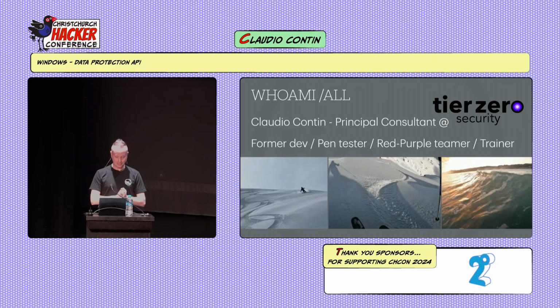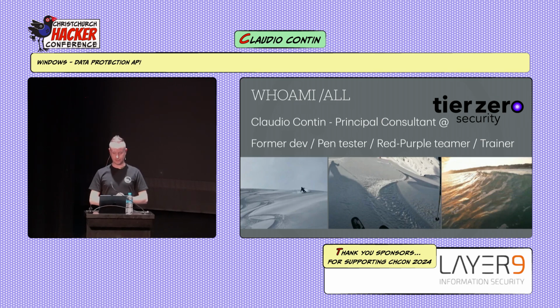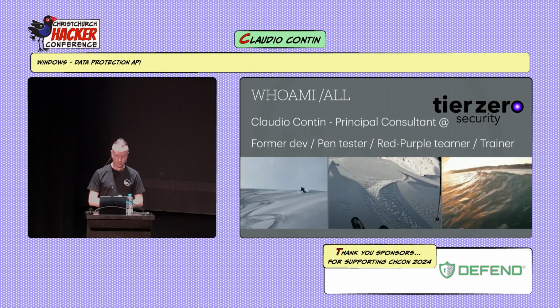Just a quick word about me. My name is Claudio Contin. I work as a principal consultant at Tier 0 Security. I actually have a background as a software developer. I've been a developer for about 12 years, done a bit of sysadmin as well. Now I mainly do offensive security, so I work as a pen tester, red teamer, purple teamer, and I also run training. When I don't work on computers, I enjoy skiing and surfing, or at least I dream about it.